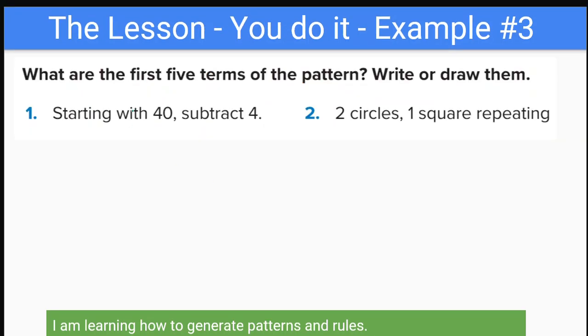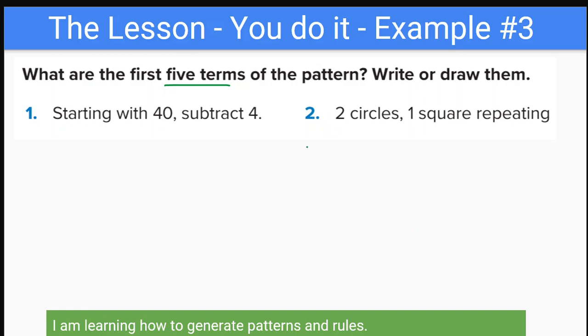All right, once again, this one right here says, what are the first 5 terms of the pattern? Write or draw them. This one is just like the one we did before about subtracting 4. You start at 40, take away 4, take away 4, take away 4, and you're looking for the first 5 terms. This one right here, you could draw it, okay? You could draw 2 circles in a square, then 2 circles in a square, 2 circles in a square, okay? And you want to do that 5 times, okay?